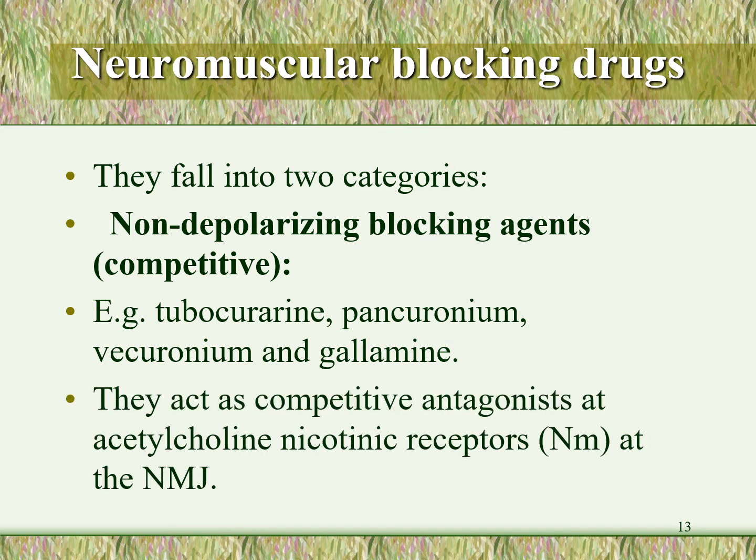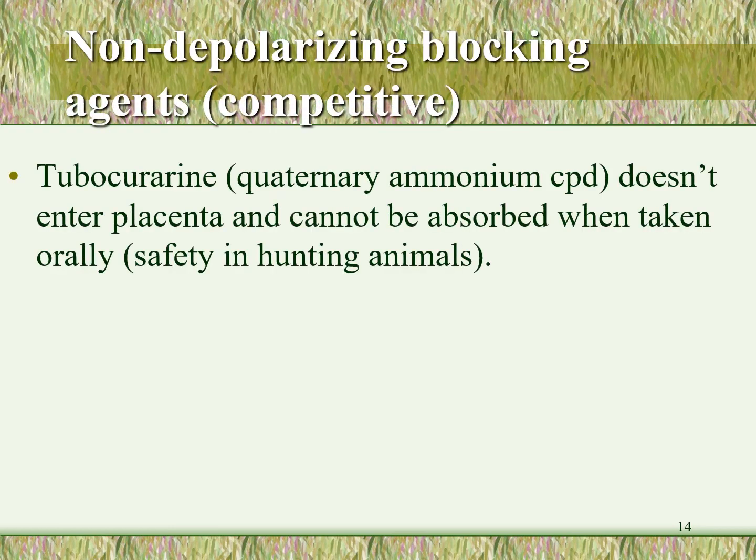Before we talk about the second type, these drugs act as competitive antagonists at the acetylcholine nicotinic receptor, M type. The prototype of this group, the non-depolarizing competitive neuromuscular blocking drugs, is tubocurarine, a naturally occurring alkaloid from the curare plant. Because it's a quaternary ammonium compound, a very polar compound, it does not cross the placenta and cannot be absorbed when given orally, so it must be used only by injection.